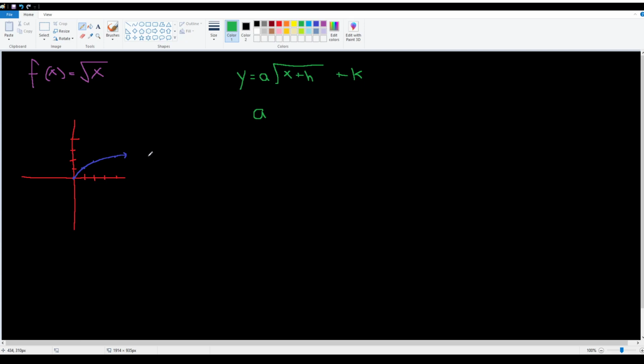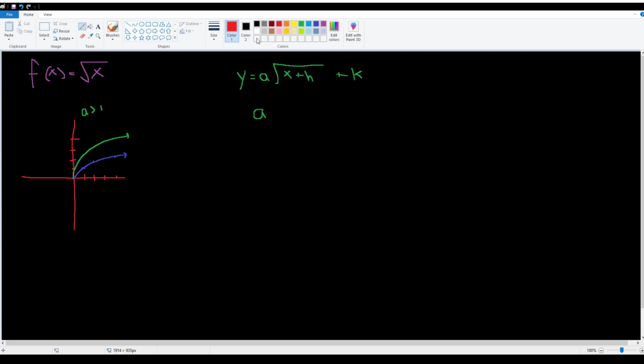Now what I mean by stretched or compressed is if I have an a that is greater than 1, a 2, a 3, a 4, my graph is going to stretch itself out, meaning it's going to get a little bit less of a shortening here. It's going to kind of stretch itself out upwards. Okay, that's if a is greater than 1.